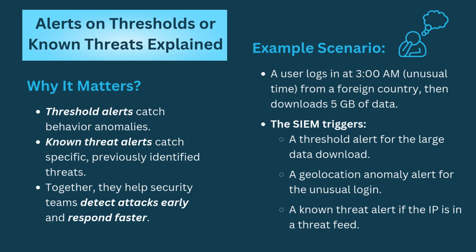Let's say a user logs in at 3 a.m. from a different country, then downloads 5 gigabytes of data. That triggers 3 alerts: a threshold alert for the large transfer, a behavioral alert for the unusual time and location, and a known threat alert if the IP is flagged. This layered detection helps analysts respond faster and smarter.